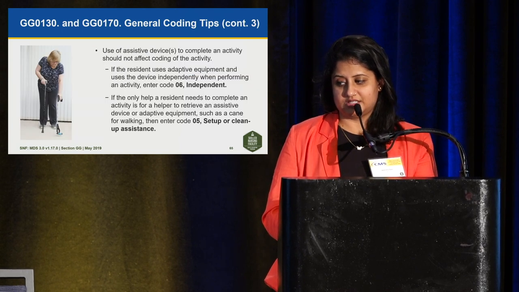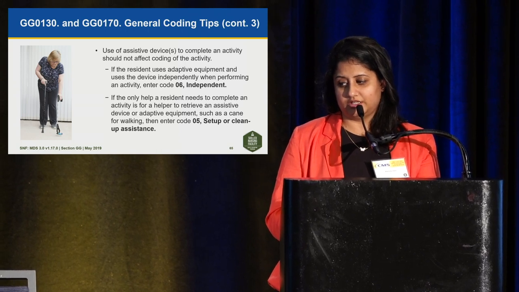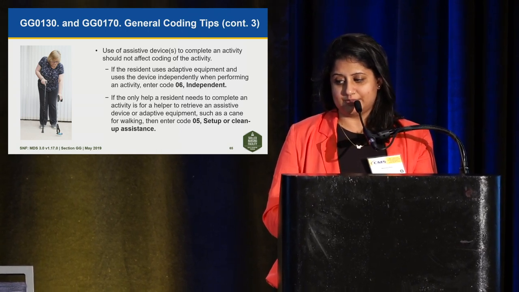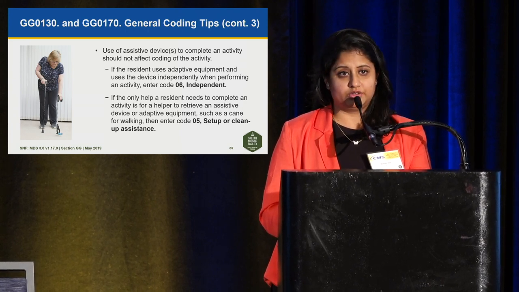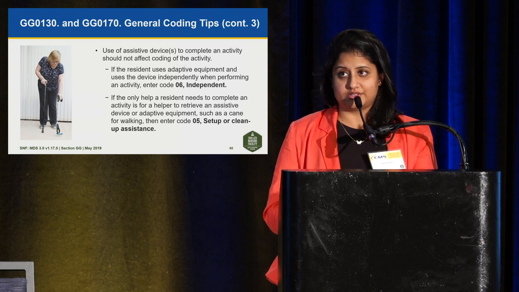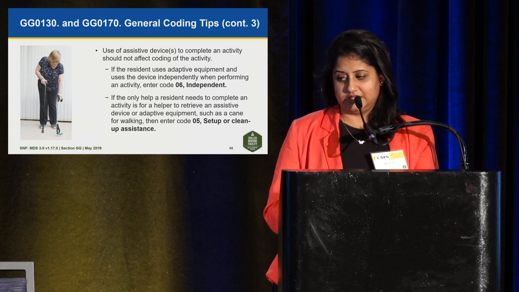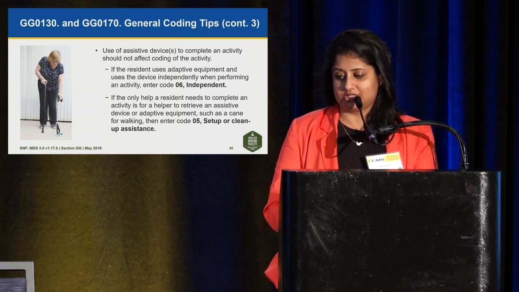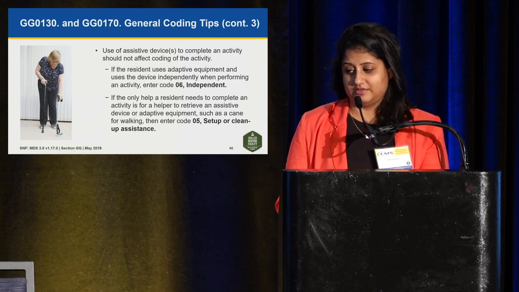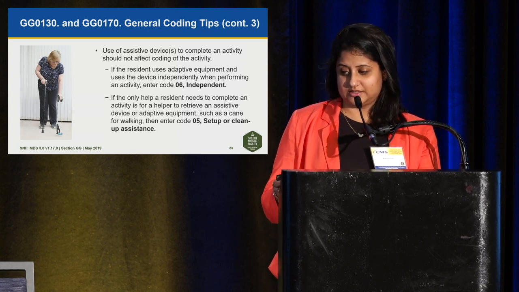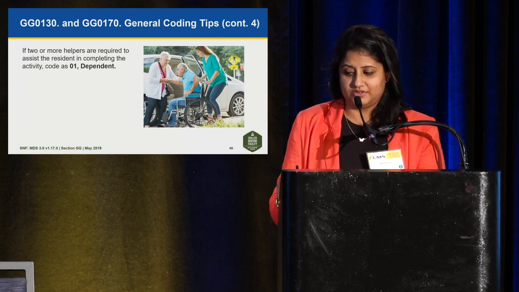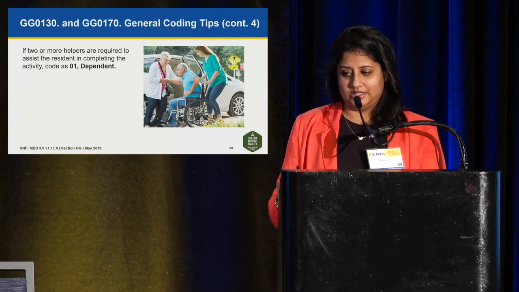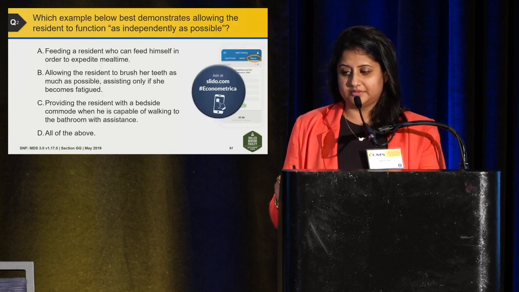Use of assistive devices to complete an activity should not affect the coding of the activity. So if a resident uses adaptive equipment and uses the device independently when performing an activity, you would code this resident 06, independent, for this activity. And if the only help a resident needs to complete the activity is for a helper to retrieve the assistive device or adaptive equipment, such as a cane for walking, then you would code the activity 05, setup or cleanup assistance. If two or more helpers are required to assist the resident in completing the activity, that should automatically tell you that the code for that would be 01, dependent.